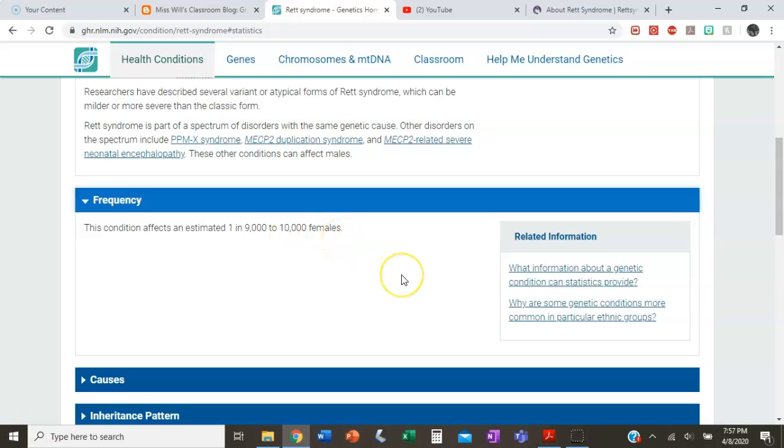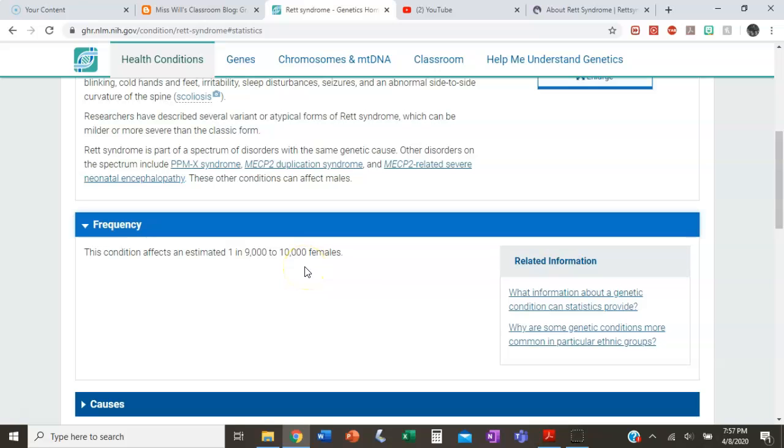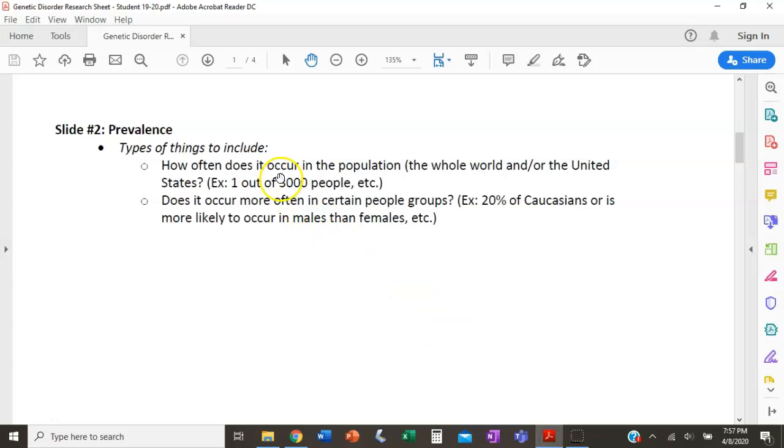If you were to do more research on Rett, you'd find out it does happen on occasion in males, but it's very, very rare. Almost always females. And so that would give us some information for that. So we're looking at how often it occurs. You might find information about that having to do with the whole world, which is what that stat we just looked at was, or maybe in the United States. It should tell you whether it's talking about the whole world or just a particular area. If it doesn't say, then it's talking about the whole world.